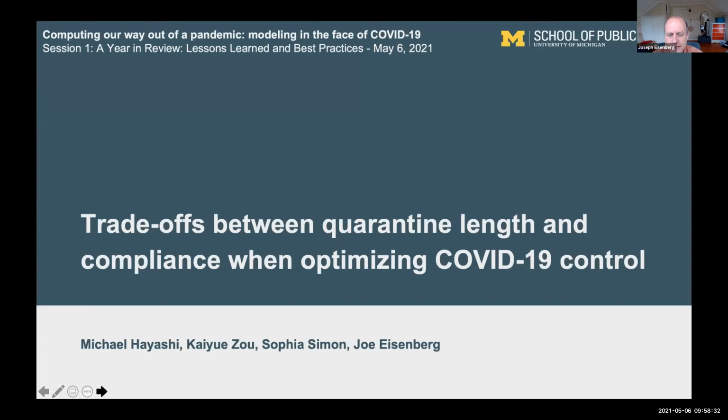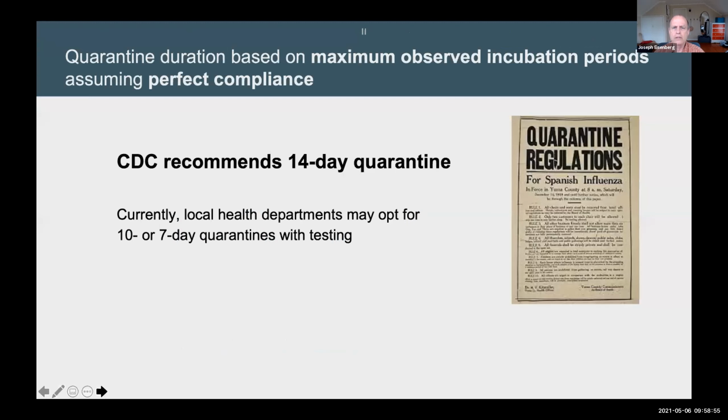This is work that was done in collaboration with others: Michael Hayashi, who's soon to become a faculty member in our department, as well as two excellent students, Kayu Zhao and Sophia Simon, who participated in this specific project. Lots of students have participated in this kind of work, and it's been great to see that synergy happening in addressing many of these COVID challenges.